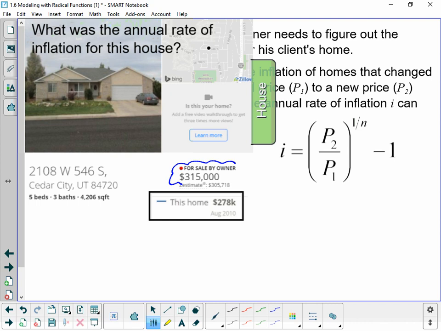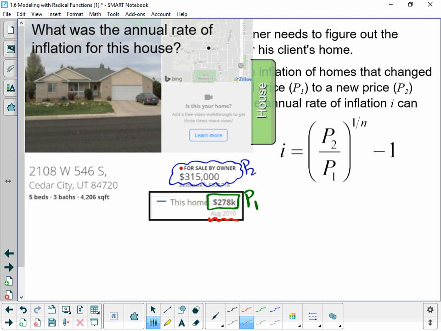Well, it looks like the price they have set is $315,000. That is the new price of the home. We have some additional information right here. This price, 278,000, is the original price, and that was as of August 2010.